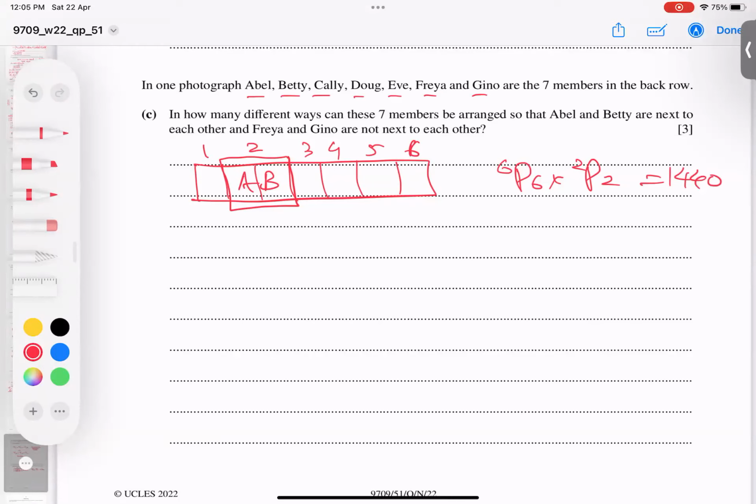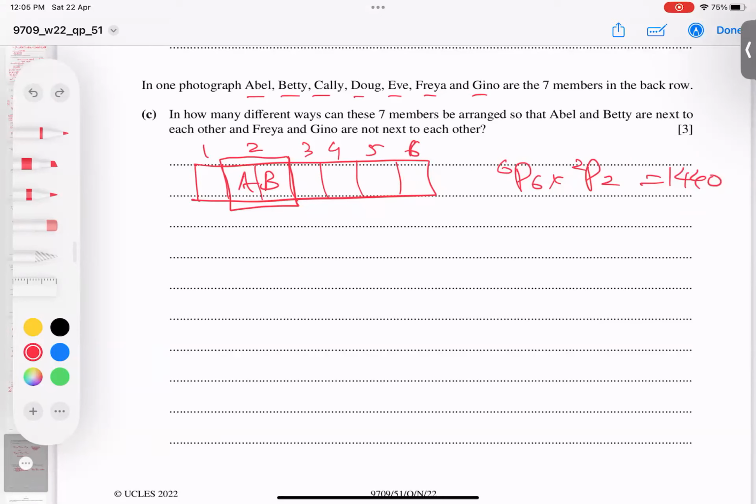But he said this is the option when these two are together. But he said no, F and G are not. In this option, F and G can be together or not together. Maybe they will come together as FG, or maybe they are separate from each other. In this answer, 1440. Okay, I hope you're understanding.